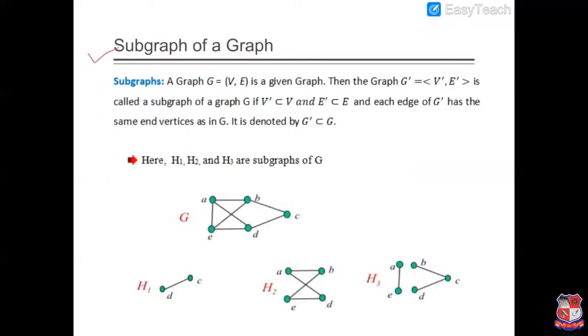Now what is a subgraph of a given graph? If G equals (V, E) is a given graph, then the graph G dash equals (V dash, E dash) is called a subgraph of graph G if V dash is a subset of V, E dash is a subset of E, and each edge of G dash has the same end vertices as in G. It is denoted by G dash is a subset of G. So here one graph G is given, and H1, H2 and H3 are subgraphs of the given graph G.